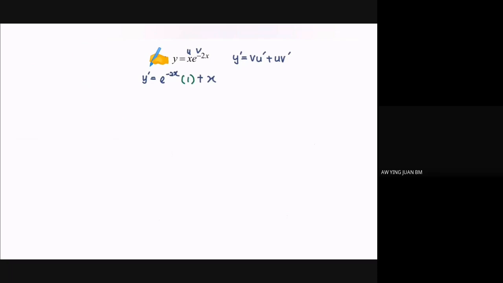If we differentiate the situation, e to the power negative 2x, kindly refers to the power, differentiate it, and we will have negative 2. Rewrite the situation, y prime will be equals to e to the power negative 2x minus 2x e to the power negative 2x.